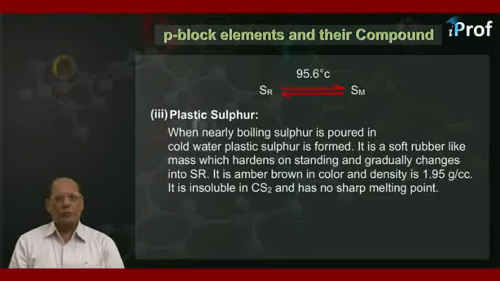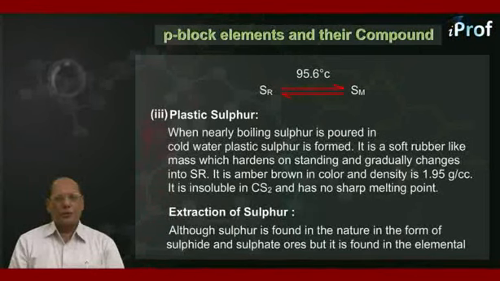The third form is plastic sulfur. When nearly boiling sulfur is poured in cold water, plastic sulfur is formed. It is a soft rubber-like mass which hardens on standing and gradually changes into rhombic sulfur. It is amber brown in color and density is 1.95 gram per cc. It is insoluble in carbon disulfide and has no sharp melting point.